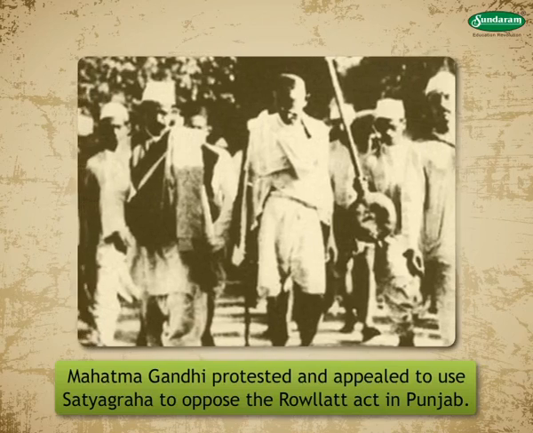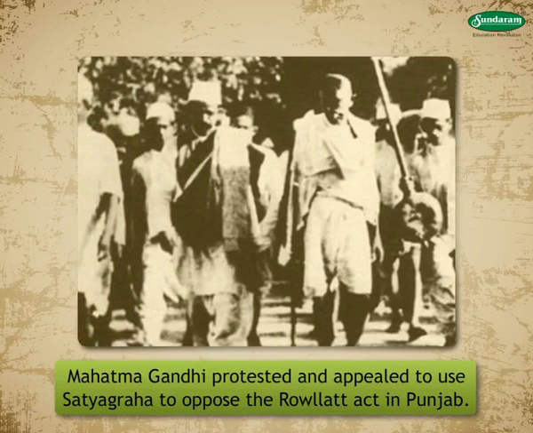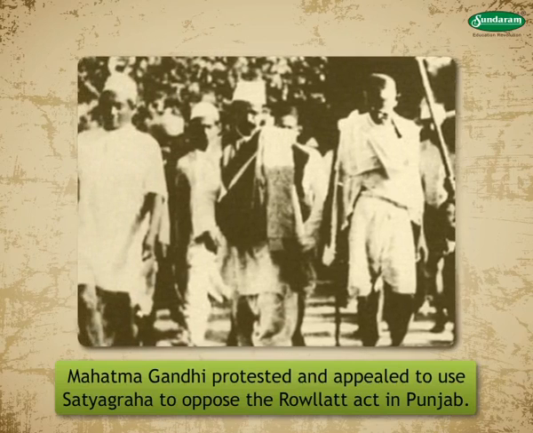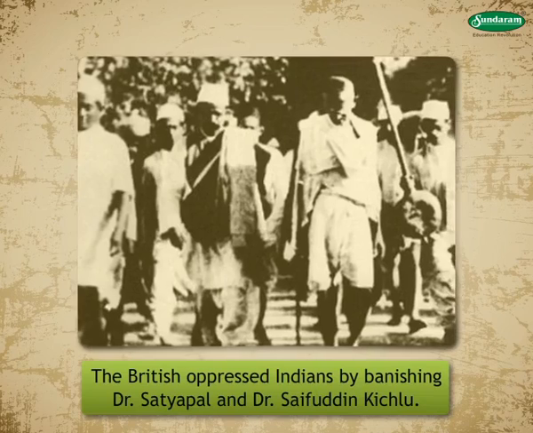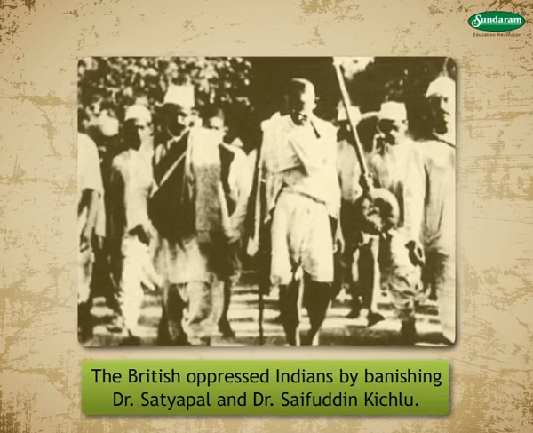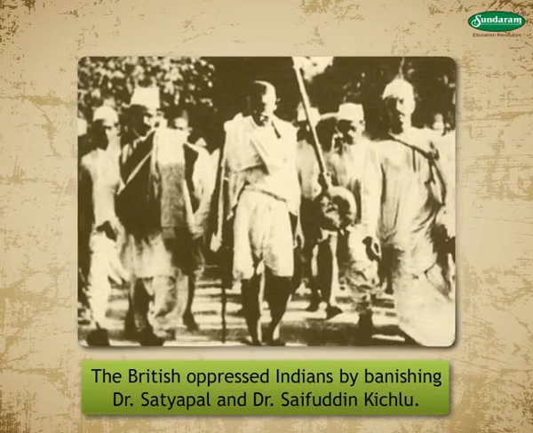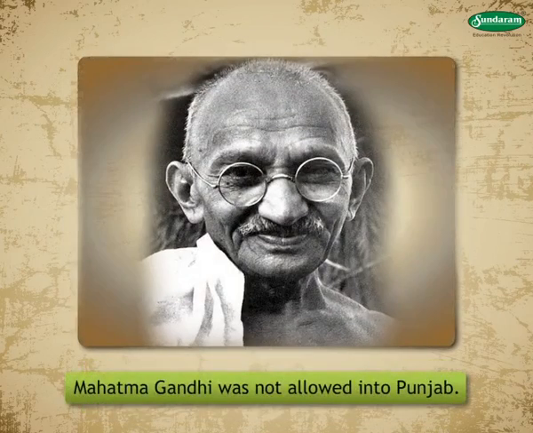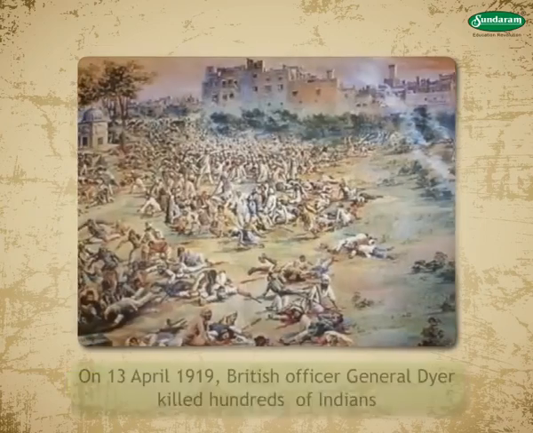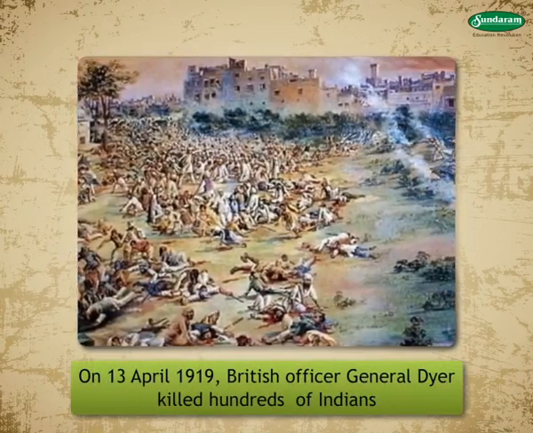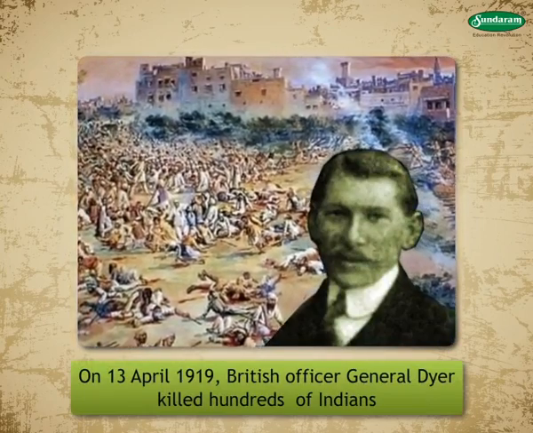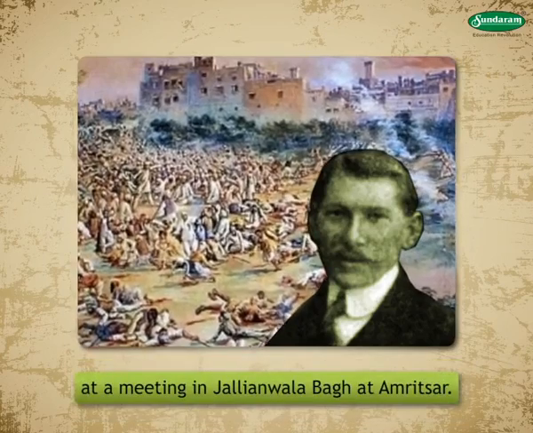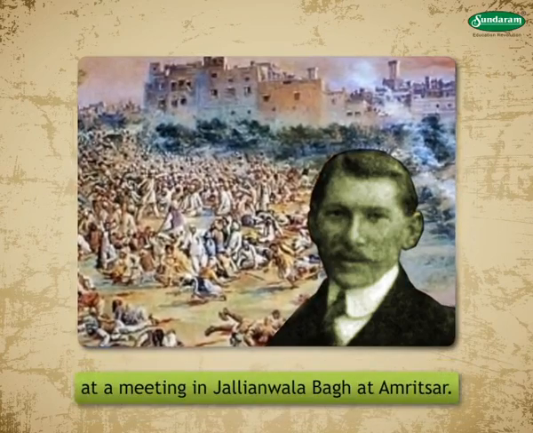Mahatma Gandhi protested and appealed to use satyagraha to oppose the Rowlatt Act in Punjab. The British oppressed Indians by banishing Dr. Satyapal and Dr. Saifuddin Kichlu. Mahatma Gandhi was not allowed into Punjab. On 13th April 1919, British officer General Dyer killed hundreds of Indians at a meeting in Jallianwala Bagh at Amritsar.